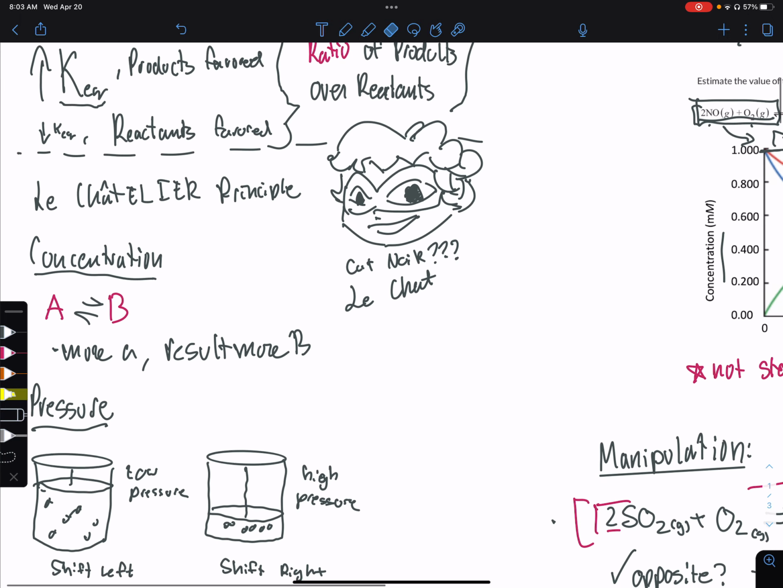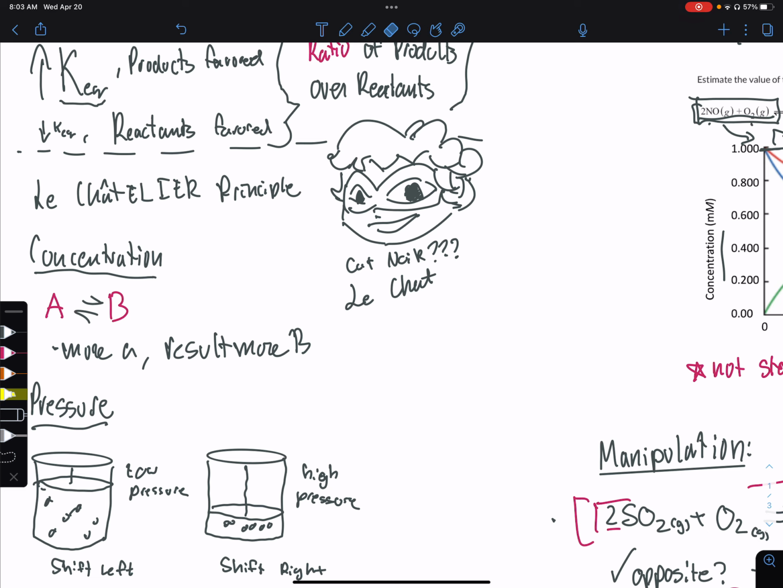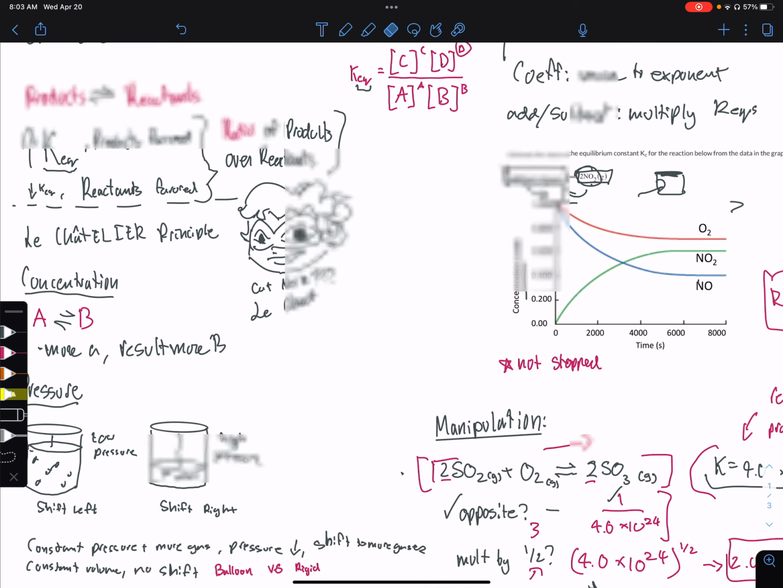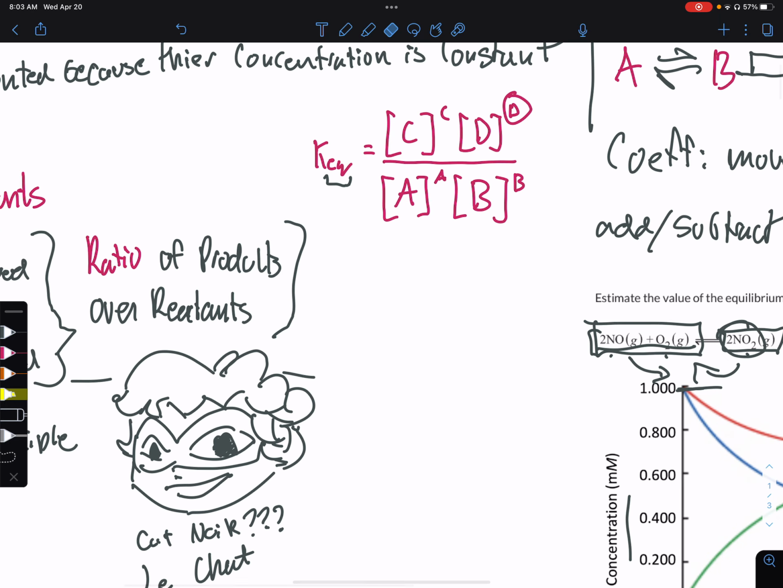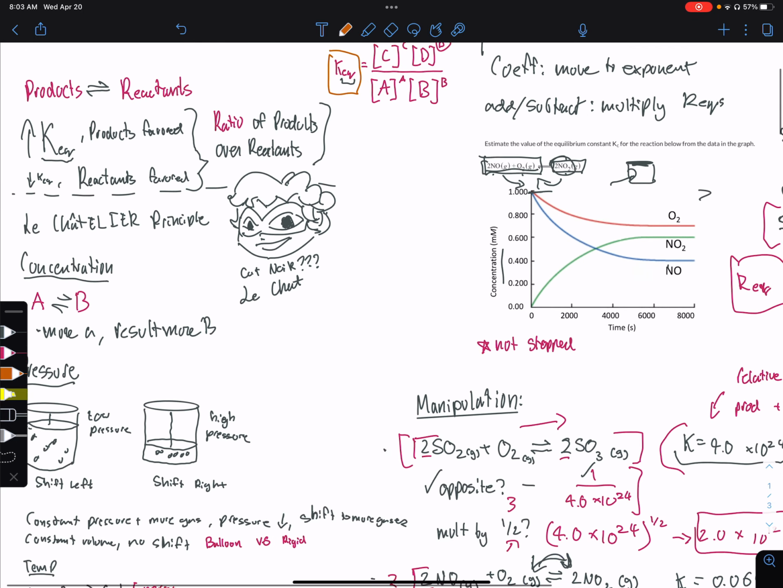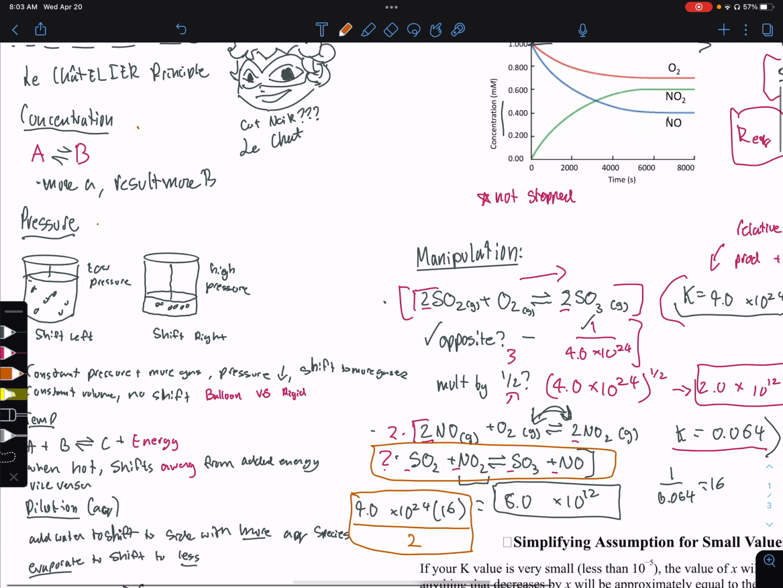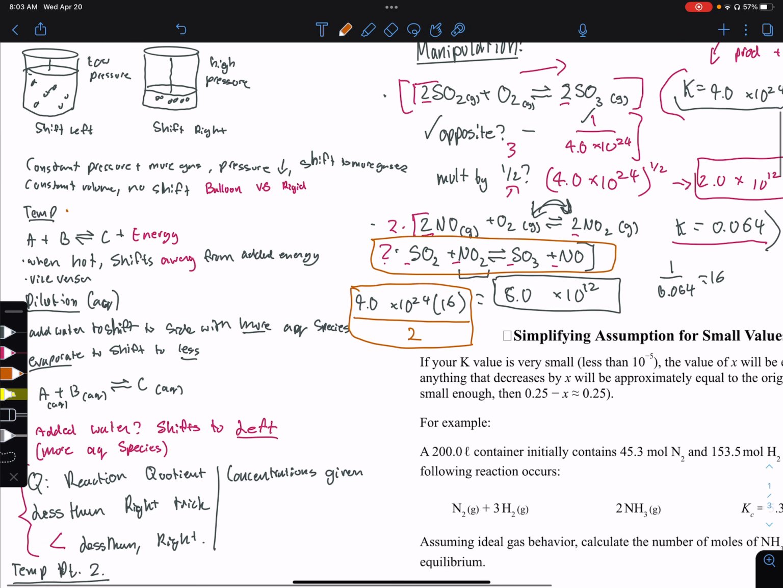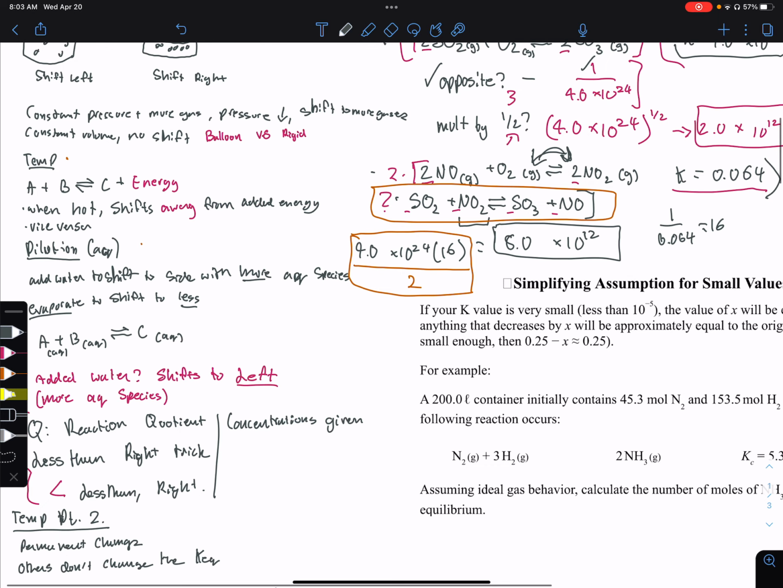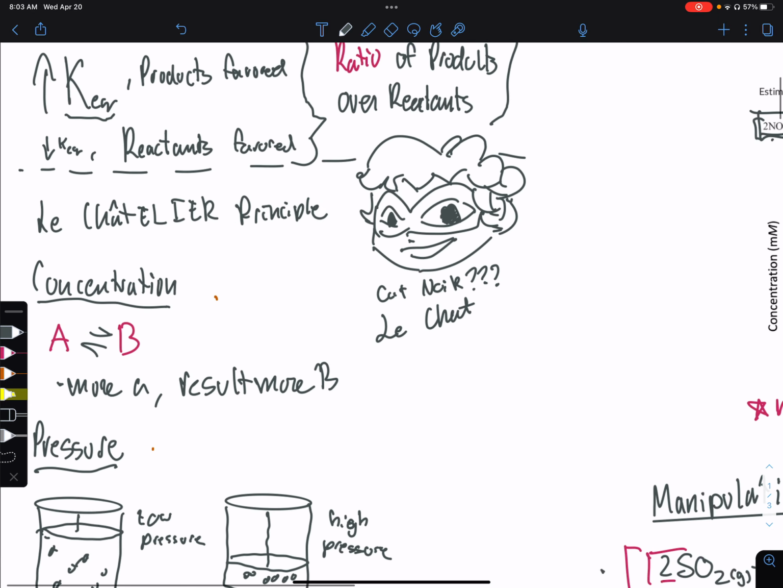Earlier, I was talking about how we can affect our environment to do stuff to chemicals. Well, do stuff to the K value specifically. Not manipulate, but we can study how things are changing. There's a couple different things that affect it: concentration, pressure, temperature, and dilution. These four things are pretty simple, and this all comes under something called Le Chatelier's principle. French, pretty, I know.